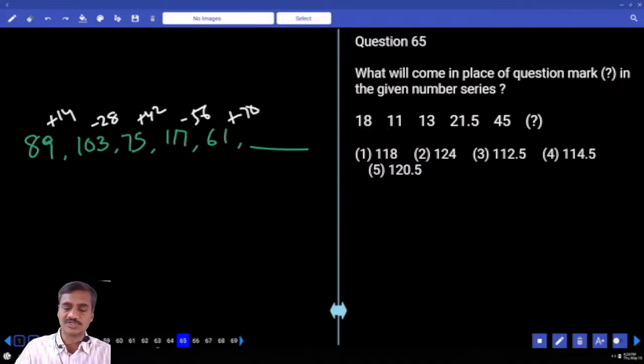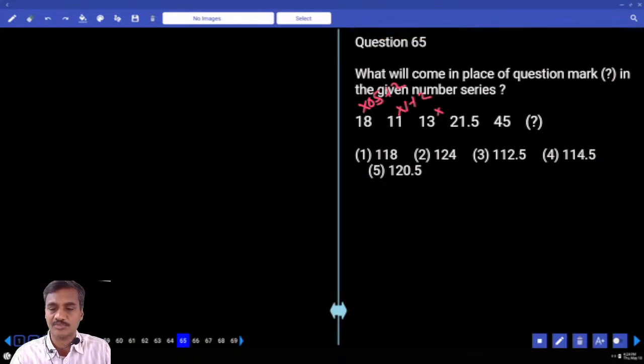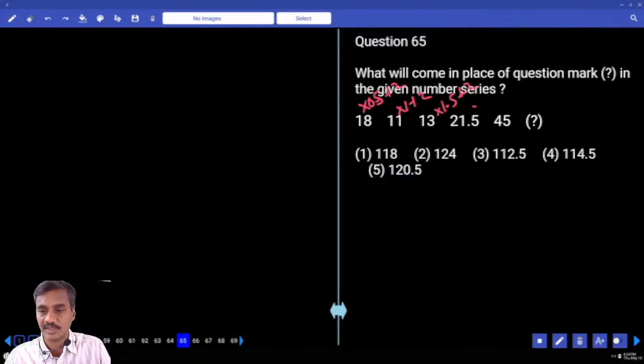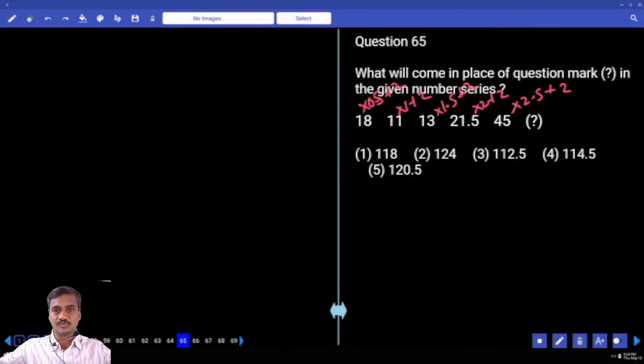Now in this one, number 1 should decrease. From there onwards, it is increasing. 18 and 11 can be written as 18 into 0.5 plus 2. Now here into 1 plus 2. Now here this is 0.5, 1, 1.5. 13 into 1.5, 19.5, plus how much? Plus 2. Next one into 2 plus 2. Next one 0.5, 1, 1.5 to 2.5. 45 into 2.5 plus 2. And 45 into 2.5 is how much? 45 into 2 is how much? 90. And 45 by 2, 22.5. And plus 2. And what is the answer we have? 114.